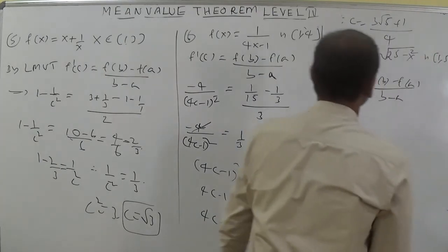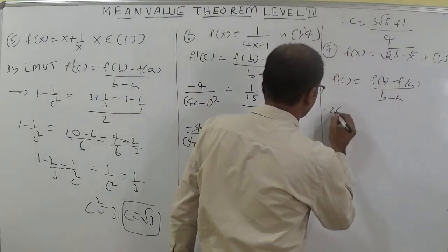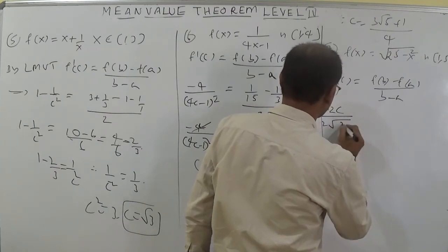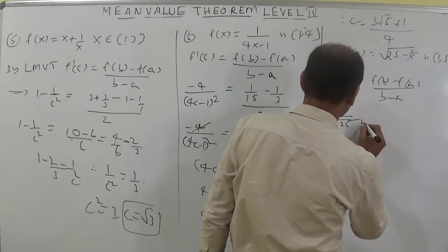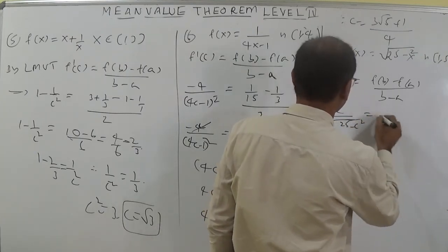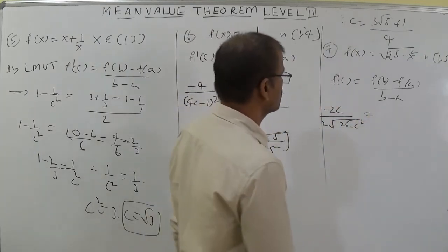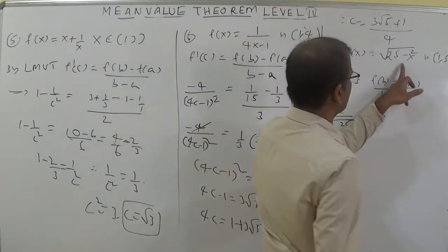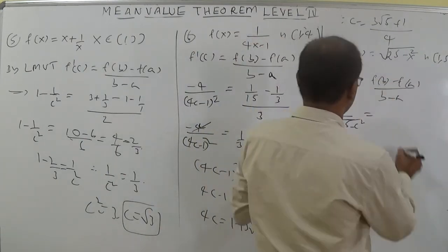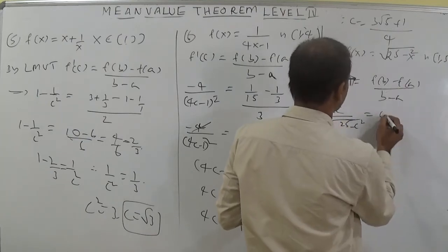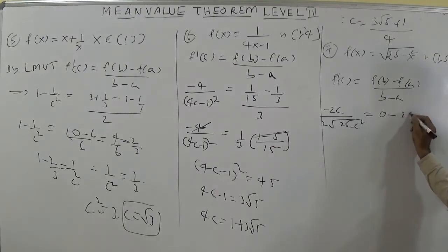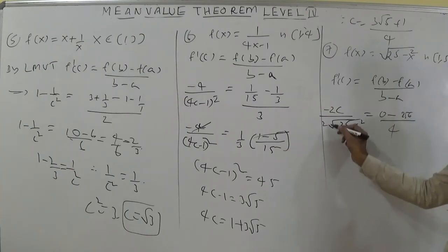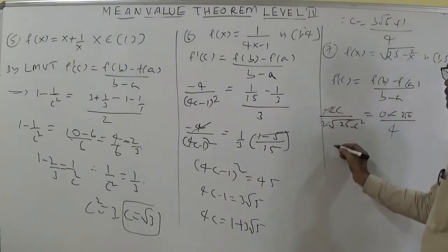So what is the value of f dash c? Minus 2c by 2 root of 25 minus c square. Root x derivative is 1 by 2 root x, and the internal derivative I have written. 5 fives are 25, minus 25 minus 1 gives root 24. Root 24 you can say is 2 root 6, by 4. 2 and 2 get cancelled, minus also got cancelled.